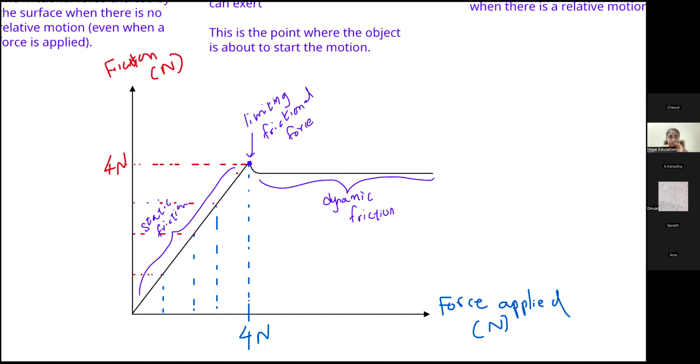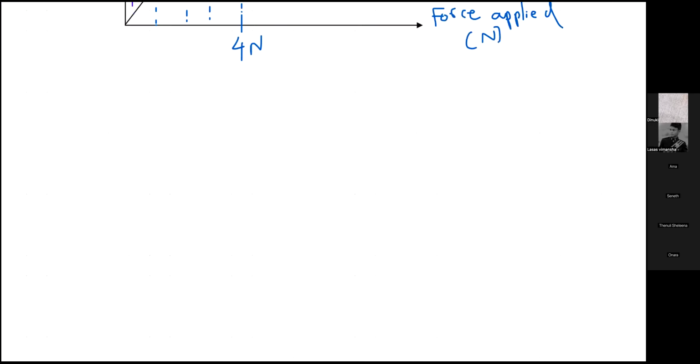Teacher, done. What about others? Seneth? Lasas? Okay. Chenuli? Done, teacher. All right.